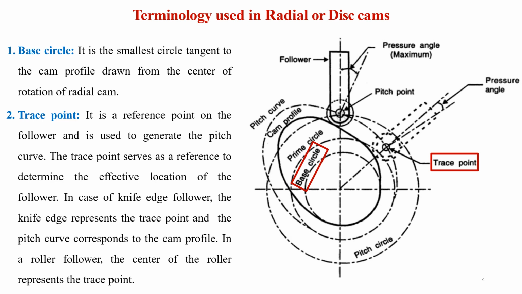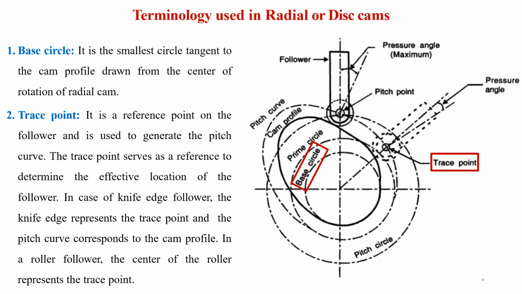In the figure, you would see a radial or disc cam which is in contact with a roller follower. Of course, the line of movement of the radial follower exactly passes through the center of rotation of the cam. The dark bold profile shows the actual cam profile here. So we are going to define the first term that is used in the terminology of the radial or disc cam, the base circle. Base circle is the smallest circle which is tangential to the cam profile and it is drawn from the center of rotation of the cam.